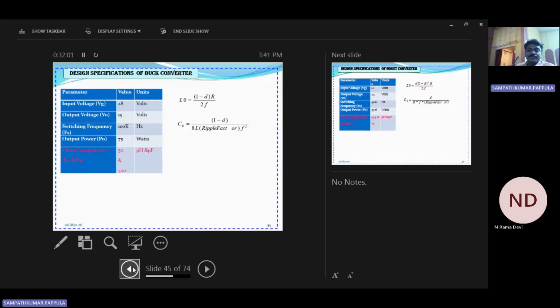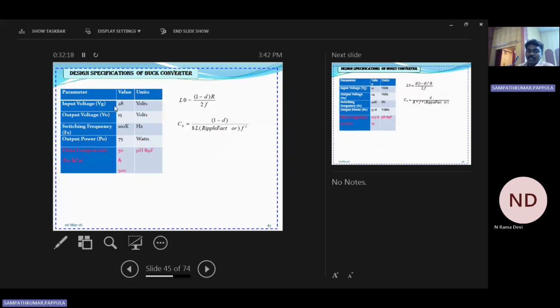So this is the input. I am considering the 28 volts input. I am requiring the 15 volts DC. My MOSFET is running at 100 kilohertz and the final output power to drive the load is 75 watts.